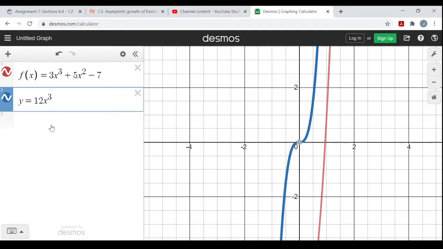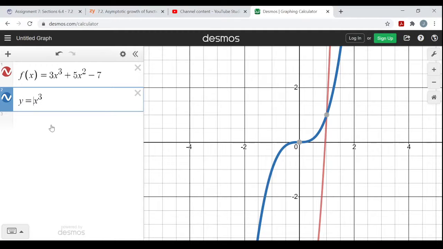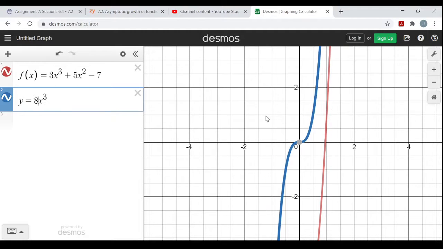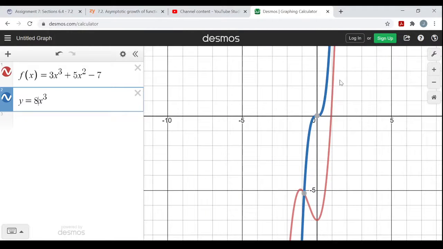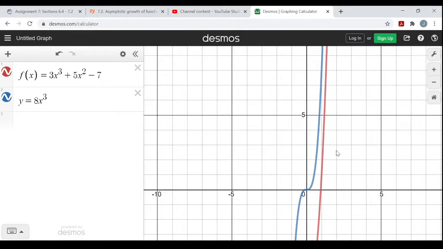And I'll go over some suggestions for you. I think an easy one though would be 8. 8x cubed, when x equals 1, 8x cubed is always higher. Just basically anything with a coefficient higher than 3.